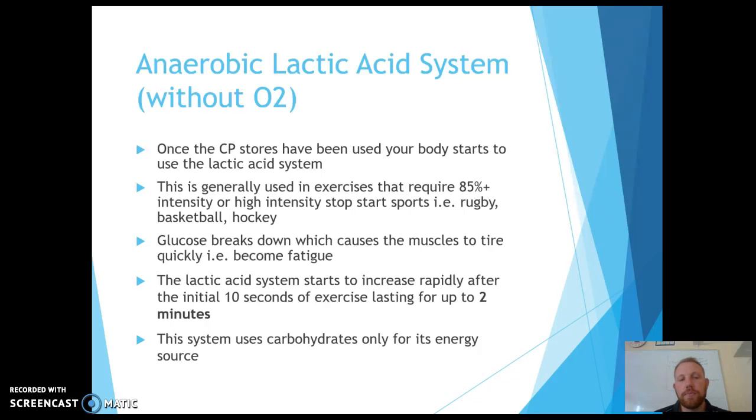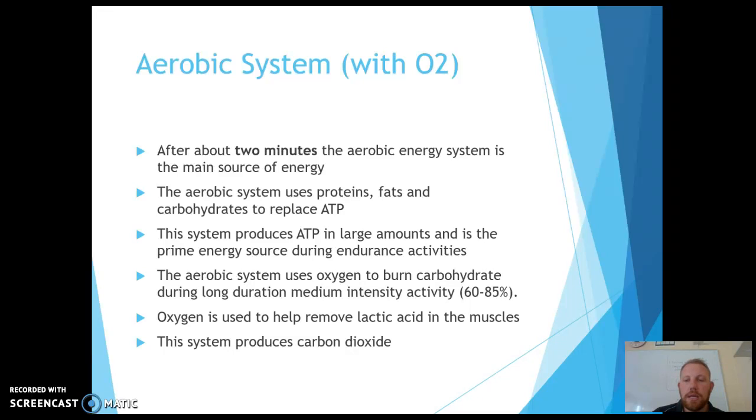Glucose breaks down, which causes the muscles to tire quickly, i.e. become fatigued. The lactic acid system starts to increase rapidly after the initial 10 seconds of exercise, lasting up to 2 minutes. And you will have to lower your intensity, because if you don't, you'll get lactic acidosis in the muscles. This system uses carbohydrates as its only energy source, okay? And the waste product is lactic acid.